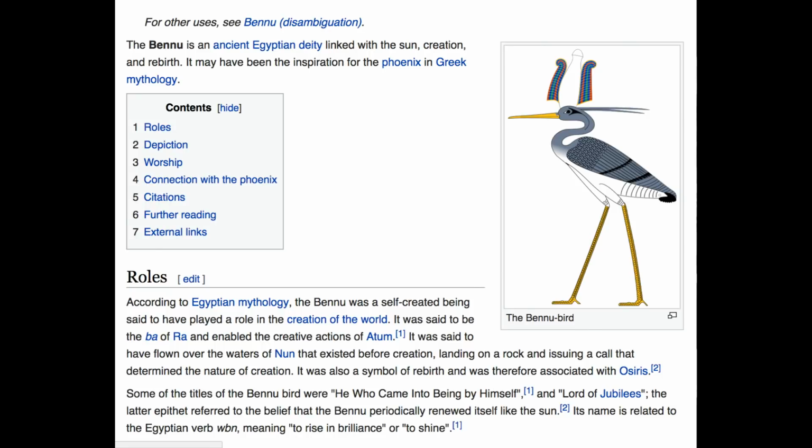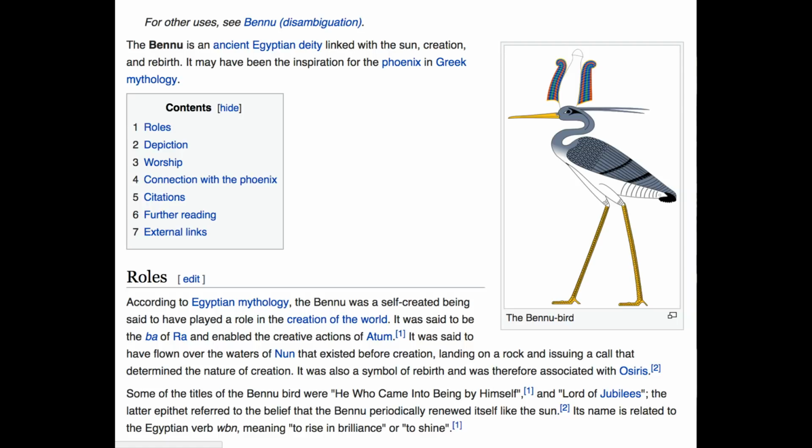It says here, the Bennu is an ancient Egyptian deity linked with the sun, creation and rebirth, right? Rebirth. It may have been the inspiration for the phoenix in Greek mythology. It says here roles. According to Egyptian mythology, the Bennu was a self-created being. Said to have played a role in the creation of the world. It was said to be the Ba of Ra, okay, and enabled the creative actions of Atum.